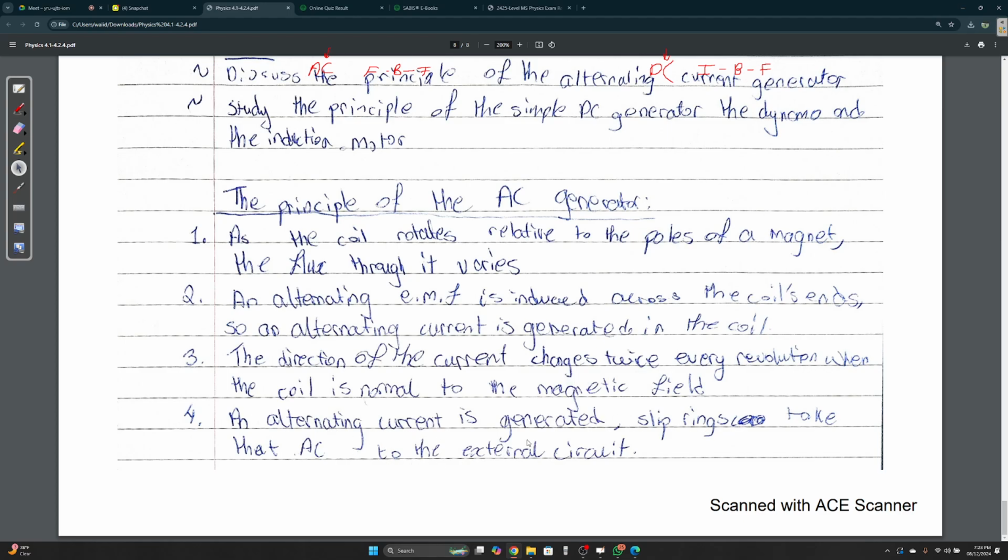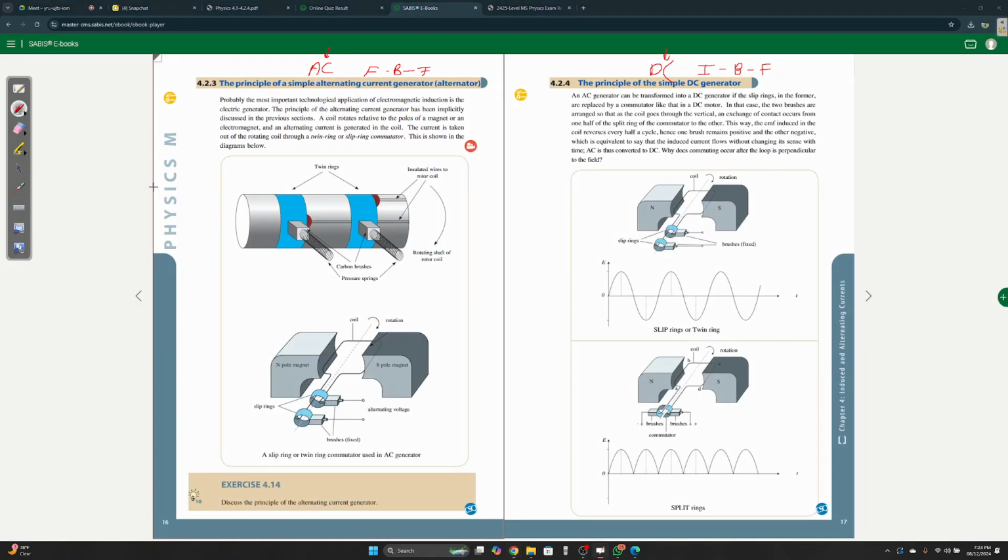Slip rings take that alternating current to the external circuit. Okay, over here you have things called slip rings. Okay, slip ring commutators. They have these brushes fixed to them, and basically they take the alternating current and they just take it to the external circuit.